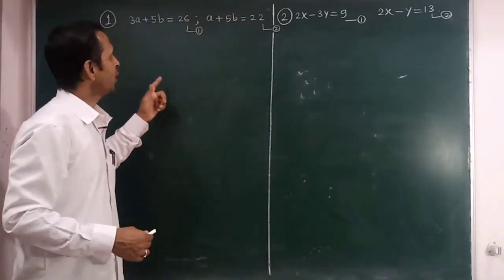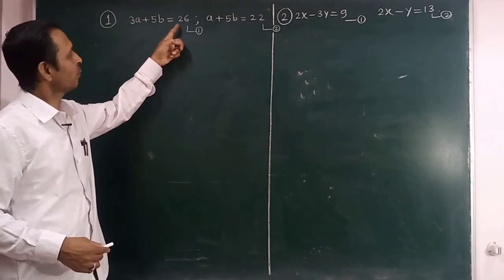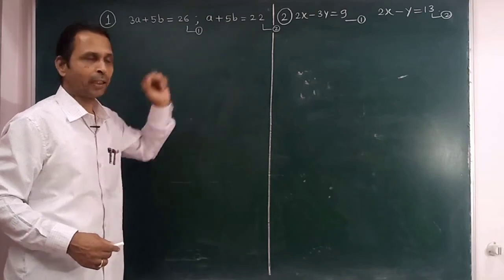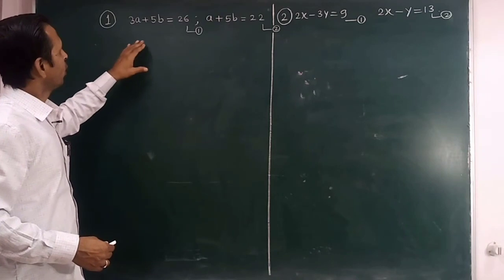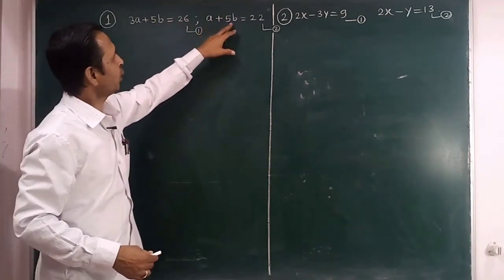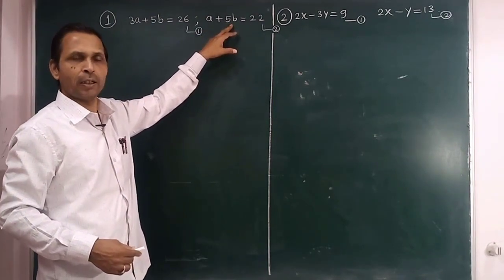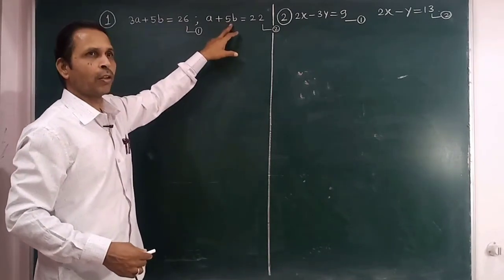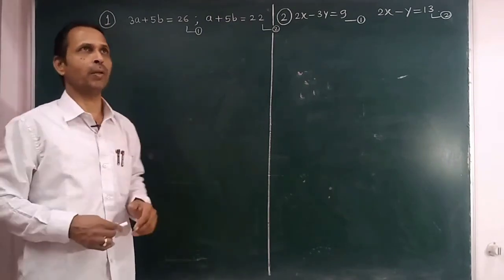The first example is given here. 3a plus 5b is equal to 26, and the second is a plus 5b is equal to 22. Let us solve this example first. Now if you observe 5b and 5b, it means the coefficient of the variable b is the same, means these two terms are the same. Now we can easily solve this by eliminating the variable.